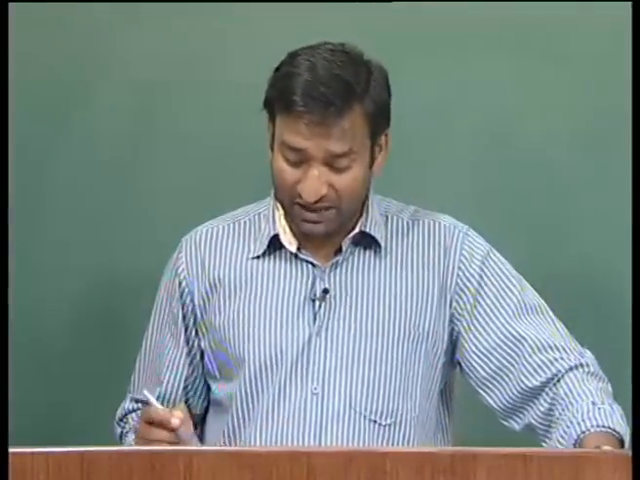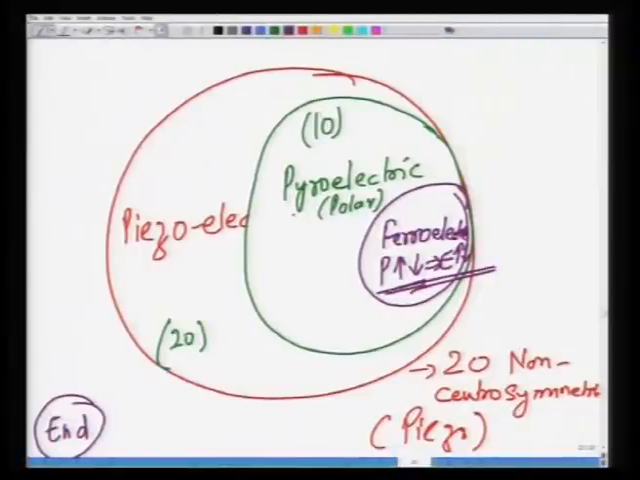So, out of all the point groups, 21 are non-centrosymmetric, and out of 21, except 432, 20 non-centrosymmetric point groups are all piezoelectric. So, the requirement for piezoelectricity is that the material should be non-centrosymmetric in nature. And then out of these 20, 10 are pyroelectric, which are polar. So, not only are they non-centrosymmetric, they also have a unique polar axis, along which the properties are different at the ends of the polar axis.